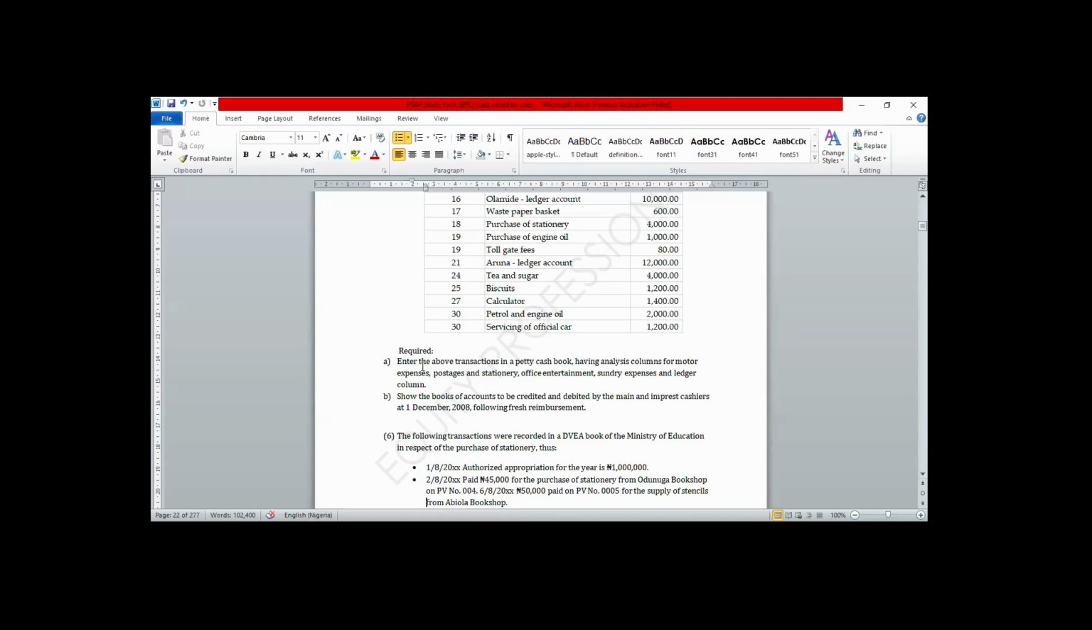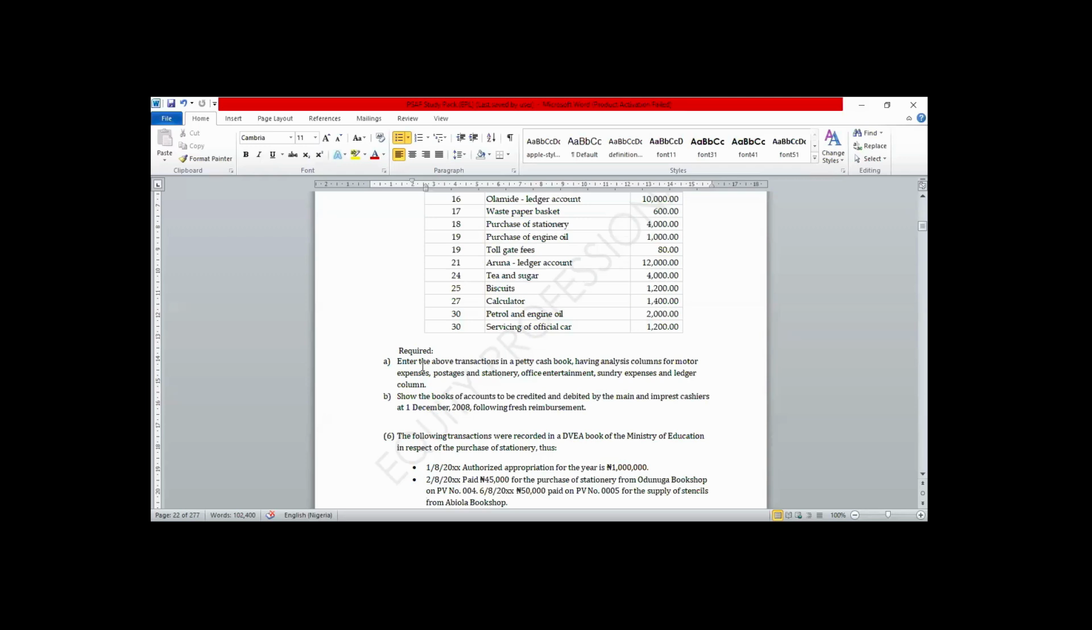Shows the books of accounts to be credited and debited by the main and interest holder as at 1st of December 2008. The interest holder is the one managing the petty cash book, while the main treasury, I mean the account officer, is the officer managing the treasury cash book. Do you understand? Which is the officer in charge of the sales? Are you with me? Yes, sir.